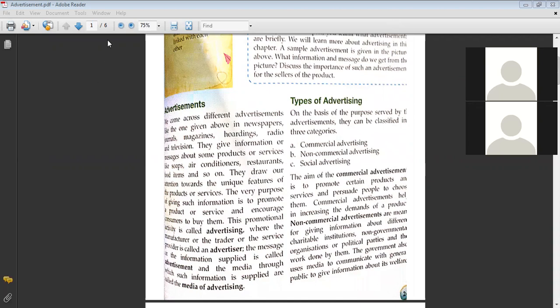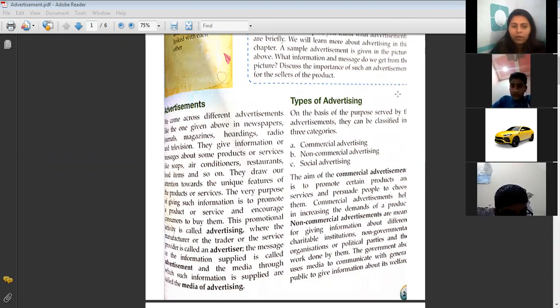On the basis of purpose served by the advertisement. Stop here. It is not advertisement, it's advertisements. What do you pronounce it as? Advertisements. It's very easy.